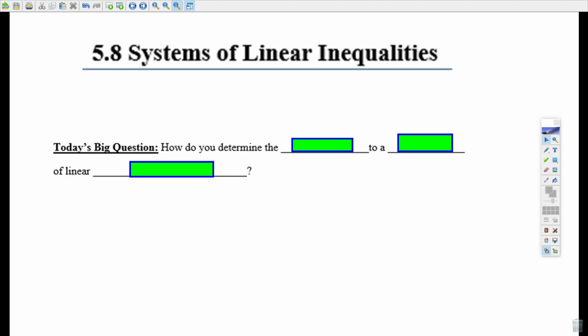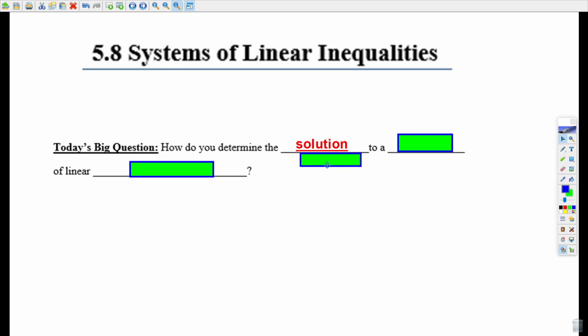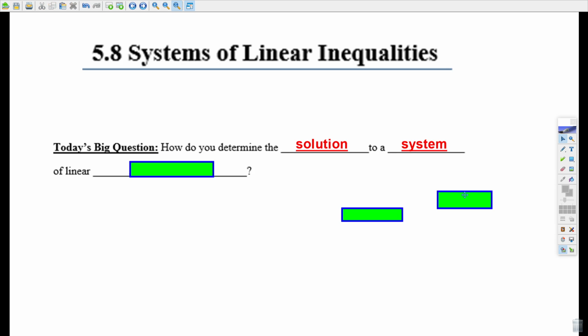We're going to be moving on to graphing systems of linear equations. The section before this, 5.7, was only graphing one inequality on a coordinate plane. Now we're going to do a system, which means we're going to have more than one. So how are we going to determine the solution of a system of linear inequalities? How do you determine the solution to a system of linear inequalities?